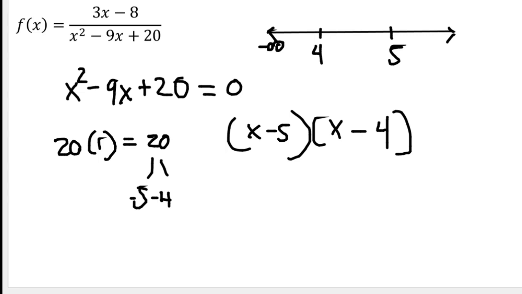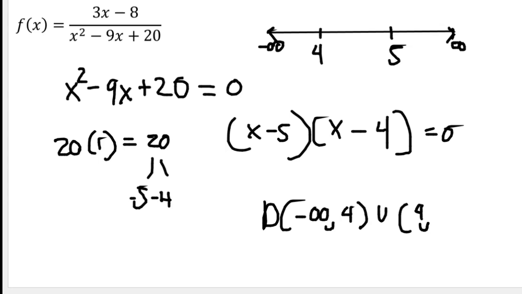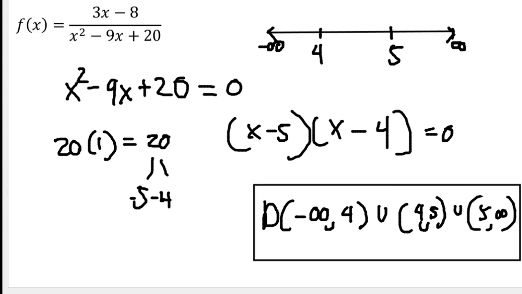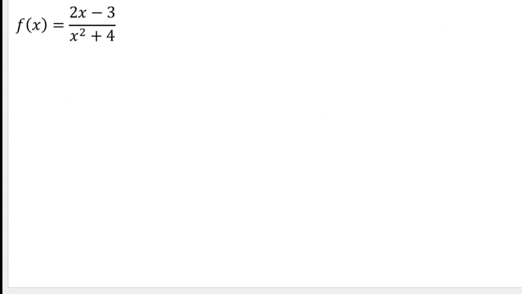There you have it. So now we're just going to look from left to right here. So the domain of this rational function is negative infinity to 4, union 4 to 5, and union 5 to infinity. So this is the domain of this rational function with a quadratic function in the denominator.